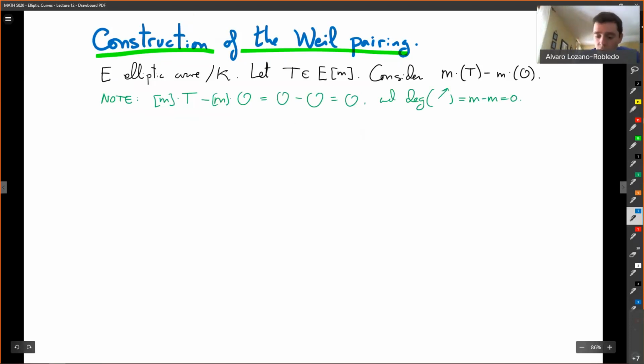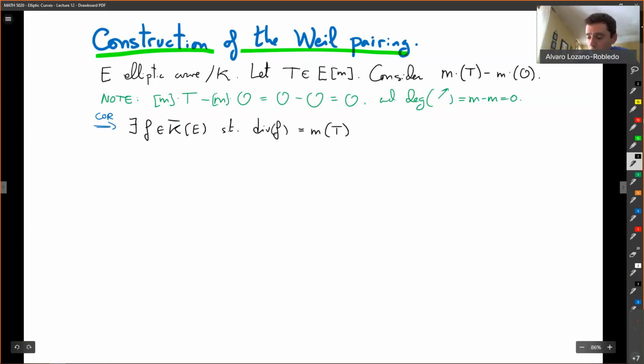Okay, so the corollary tells me that there is a function in the function field of E such that the divisor of F is precisely MT minus MO. Perfect. I don't know what that function is, but there it is. Later on, much later on, we will actually construct functions with these divisors, but that will wait until chapter 10 or something in the book.